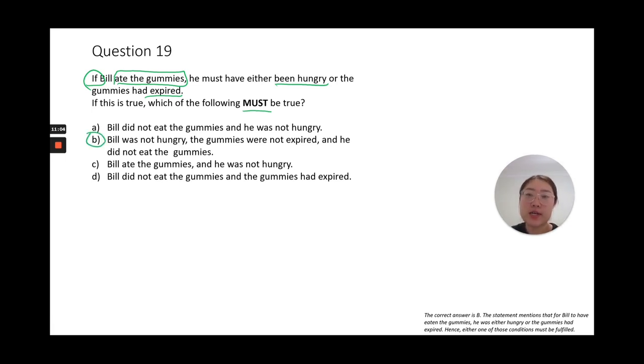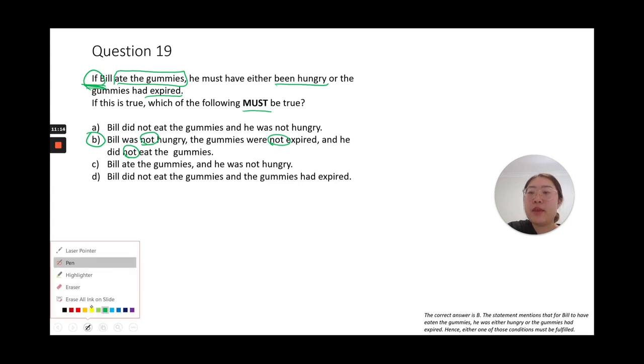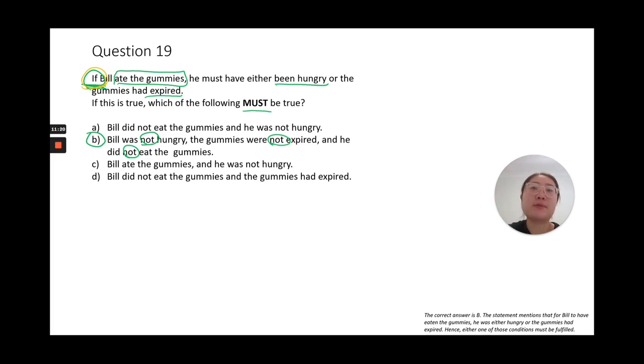Bill was not hungry, the gummies were not expired, and he did not eat the gummies. Okay? Because of this keyword here, if. The if tells us that when this is not true, okay, the absolute opposite would probably happen. So, yep, that's the answer. You can have a read of this solution if you need more information.